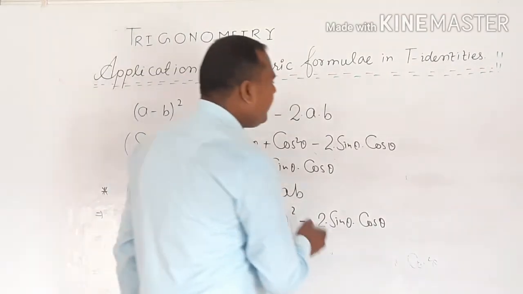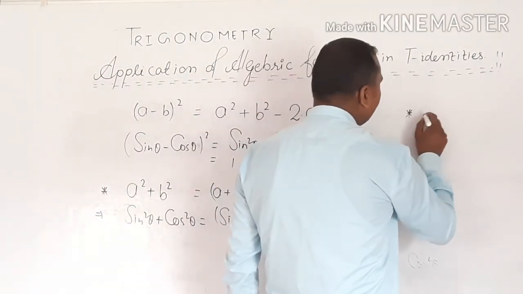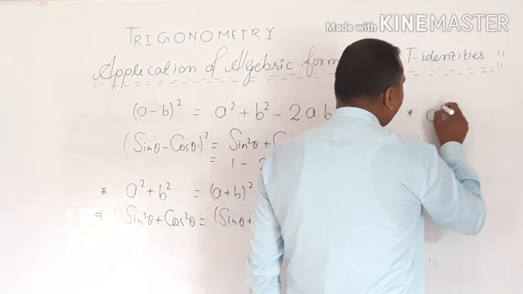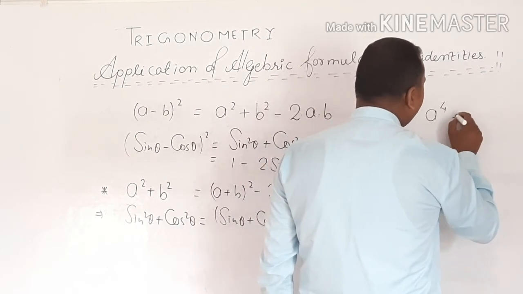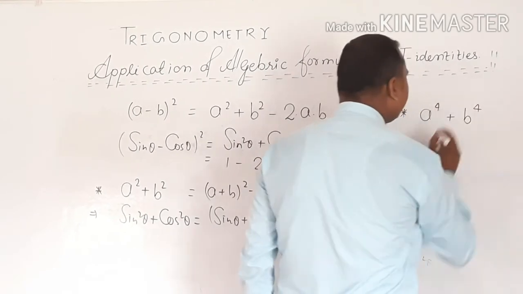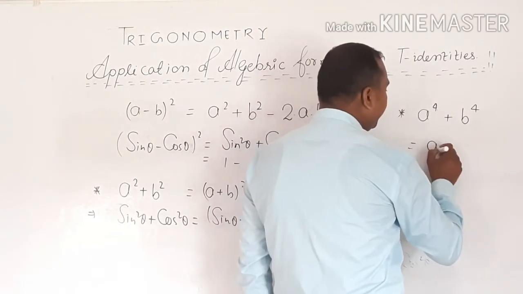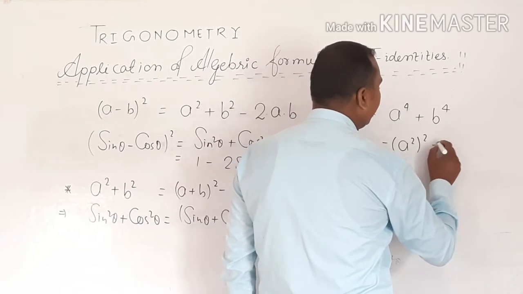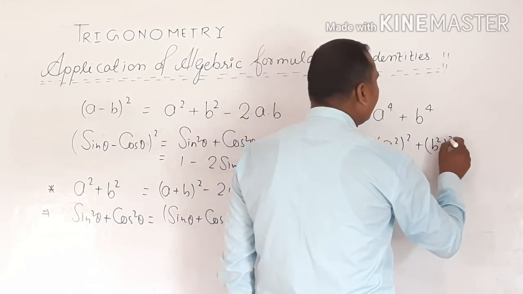And the next one is a to the power 4 plus b to the power 4. That means a square the whole square plus b square the whole square.